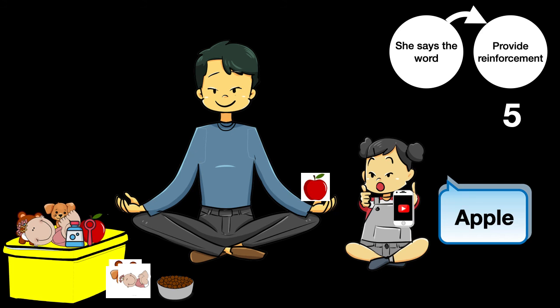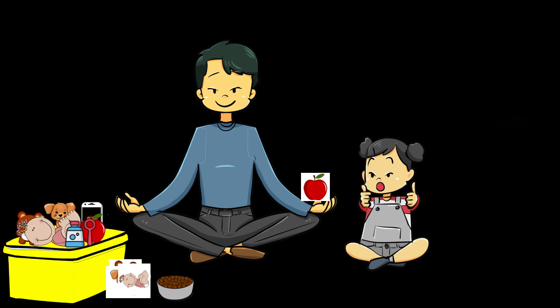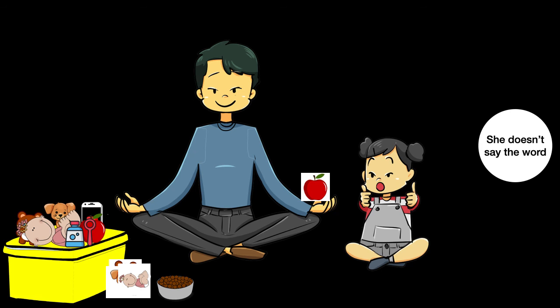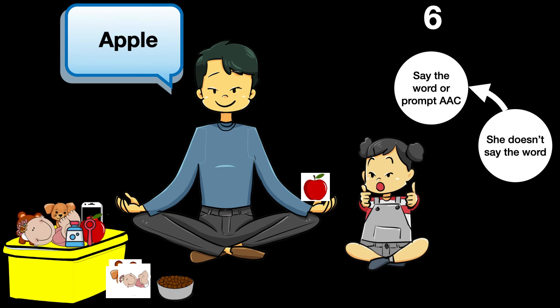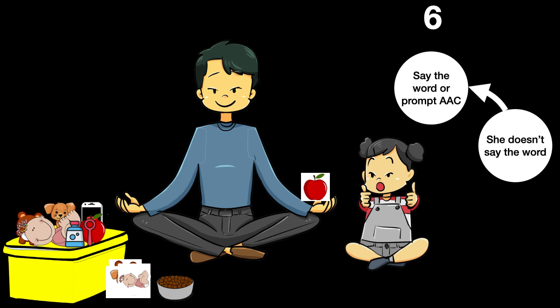You want to give her the reinforcer within 3 seconds of her saying the word. This provides her with the best feedback and lets her know exactly what behavior you're looking for. If she doesn't say the word or use the alternative form of communication, don't give her the reinforcer and say the word or prompt her to use the alternative form of communication again. Then wait for her to respond. If she responds, you can then go ahead and give her the reinforcer. If she doesn't respond, you can try a couple more times, then move on to something else.